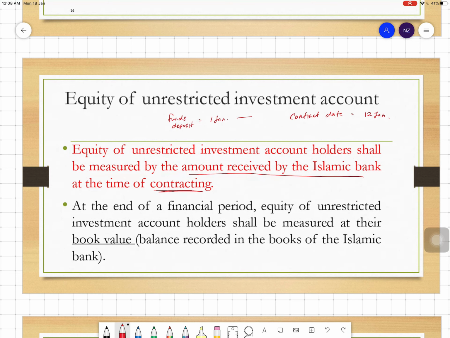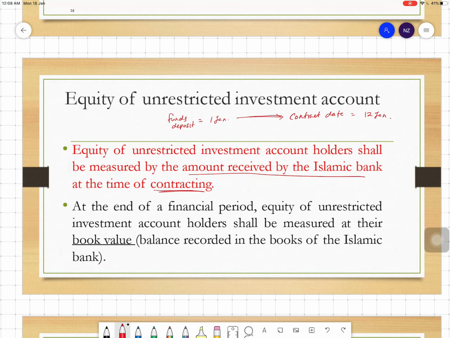So within that time, the money the customer has returned will be deposited to the current account first. Once 12th of the month arrives, only then will it release this money to be invested in the investment project, or asset, right? And the bank should record the amount at the contract date, not at the deposit date. It has to record at the contract date. So that is what it means.